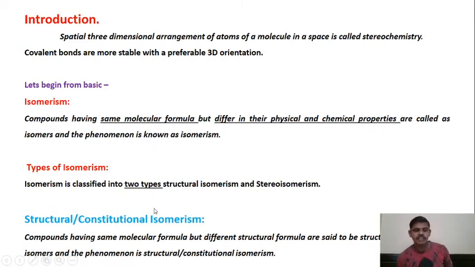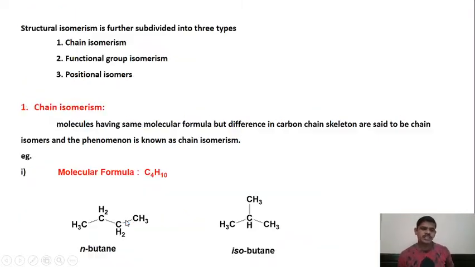Every time, the phenomenon is known as isomerism, and the compounds are the isomers. What we have to keep in mind about structural isomerism is: molecular formula the same but structural formula different. Structural isomerism is further subdivided into three types: one is chain isomerism, second is functional group isomerism, and third is positional isomerism.